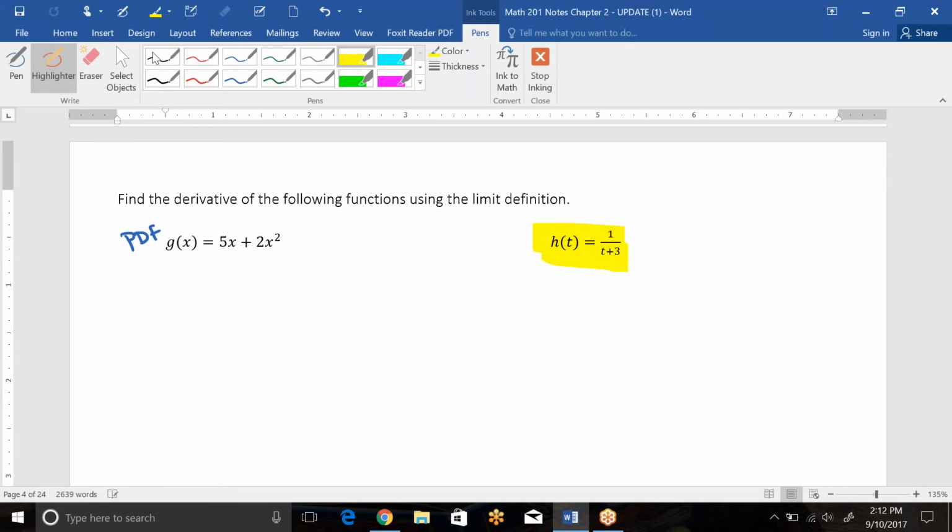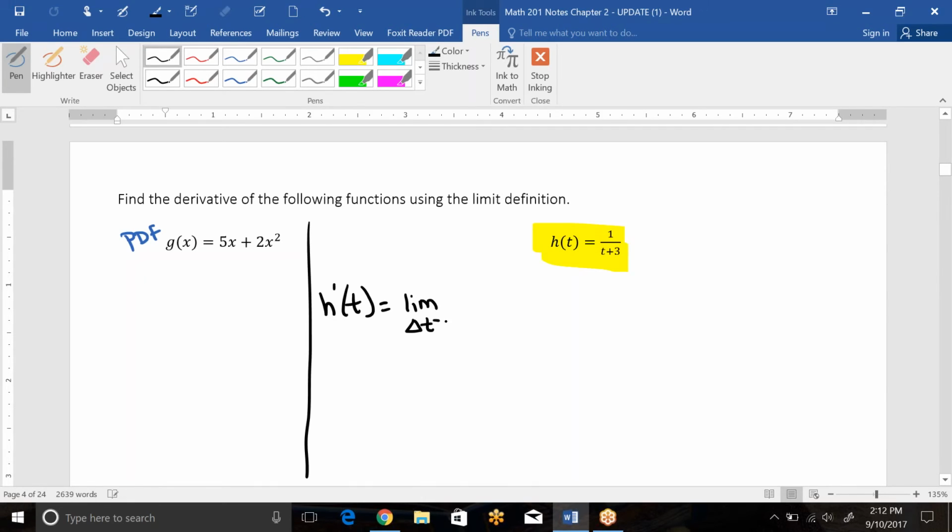This is h of t is 1 over t plus 3. So we're looking at, remember, h prime. Use the correct notation for your function. It's h, not f. So h prime of t, the derivative of h evaluated at t, is, remember, the limit as delta t approaches 0 of f, or h, sorry, we like the f, of h of t plus delta t minus h of t all over delta t.